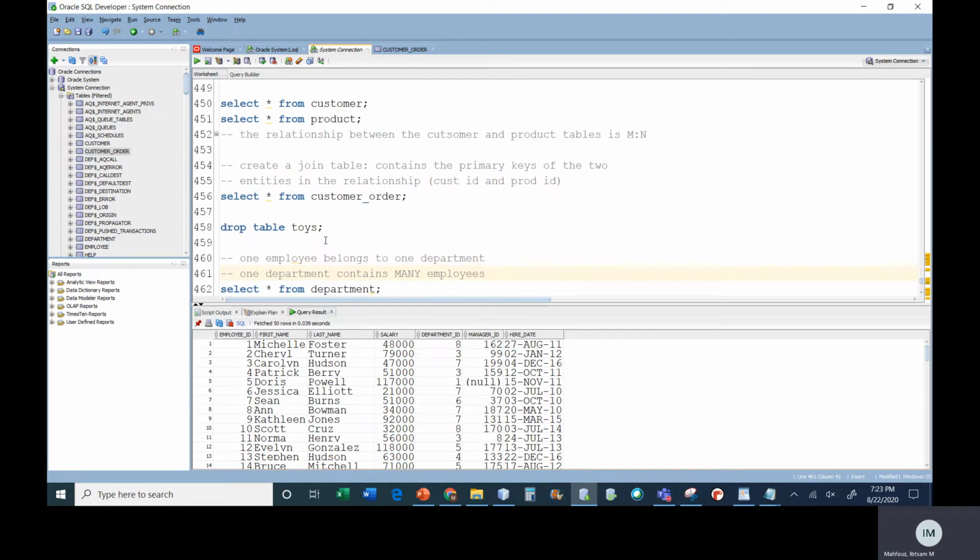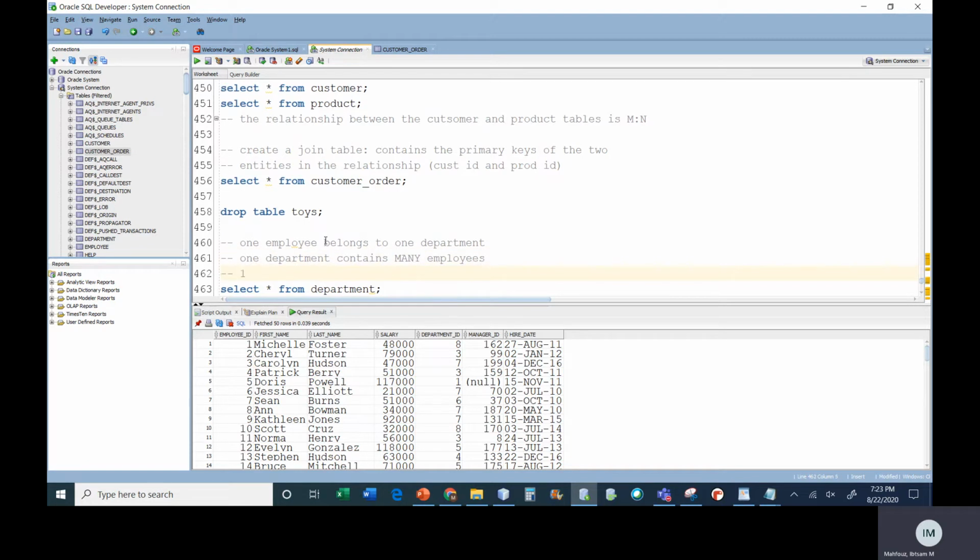So here the relationship would be one department to many employees. That would be the relationship. One department contains many employees. One employee belongs to one department. So it's a one to many on the one department contains many employees.